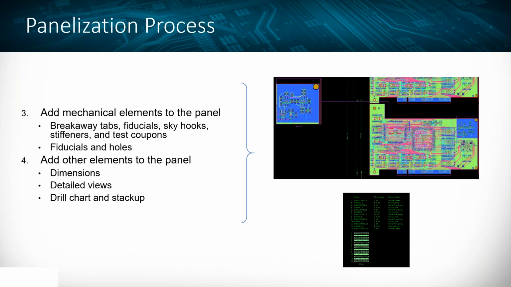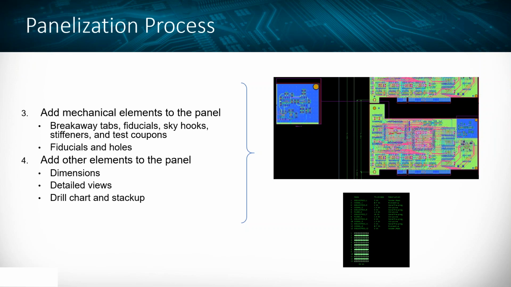Okay, so the next steps are probably the most time sensitive or time consuming processes: adding mechanical elements to the panel. So this is going to make sure that we can actually make this a fully operational panel in the fabrication process. This includes breakaway tabs, fiducials, sky hooks, test coupons, and then any other types of holes, shearing holes or tool holes that you might want to add to the panel as well.